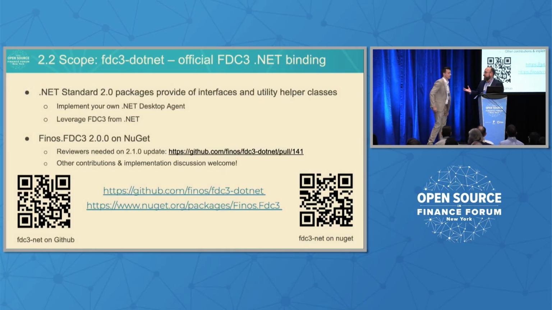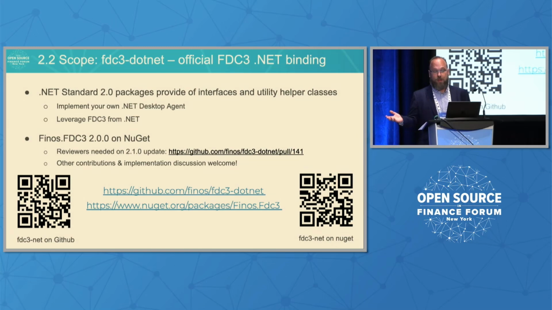But first, one of the first things we did in the 2.2 scope was adopt Brian's work, who's sitting in the second row here, to build a .NET binding for FDC3. So it's a set of interfaces and utility helper classes that will help you implement your own desktop agent in .NET or leverage FDC3 from .NET applications. It's available on both GitHub and NuGet, along with a PR that's in review to update it to FDC3 2.1 and all the new intents and contexts we added there.